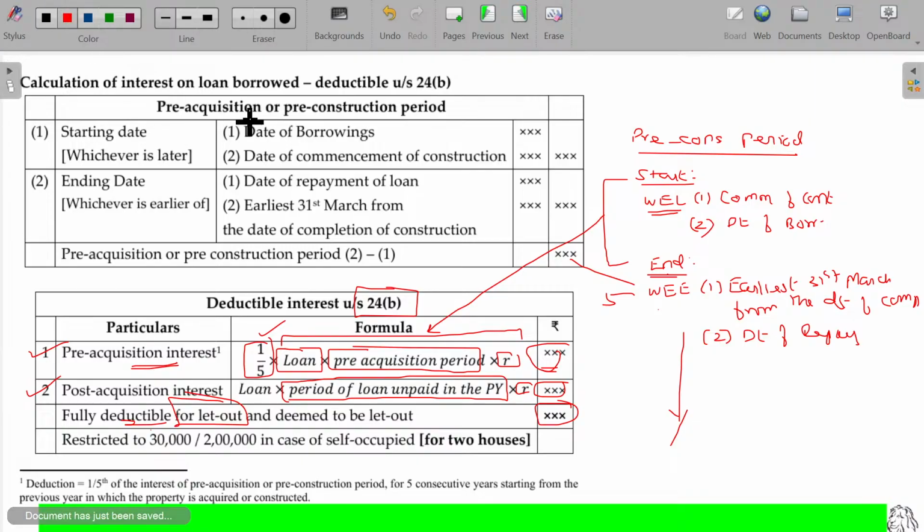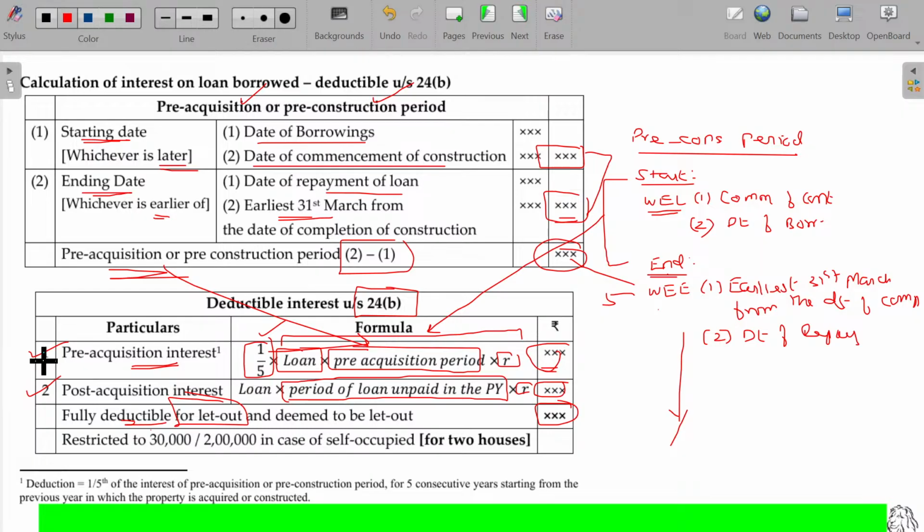So I have given this one, pre-acquisition or pre-construction period. Starting date being whichever is later of date of borrowing or date of commencement of construction. Between these two, later date will be taken. Ending date being whichever is earlier of date of repayment of loan or earliest 31st March. Between these two, whichever is earlier will be taken. The difference between these two, so 2 minus 1, this is called pre-acquisition period. For that pre-acquisition period, you have to find out the interest. Is that clear? To master this, we'll now discuss the illustration.